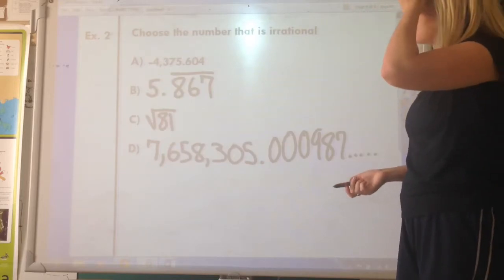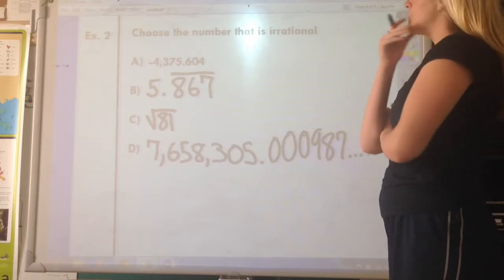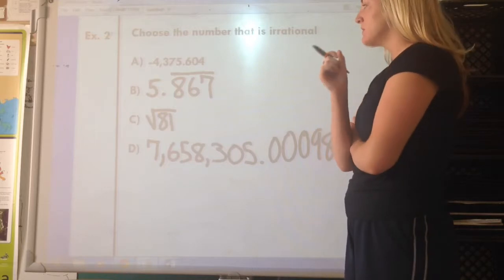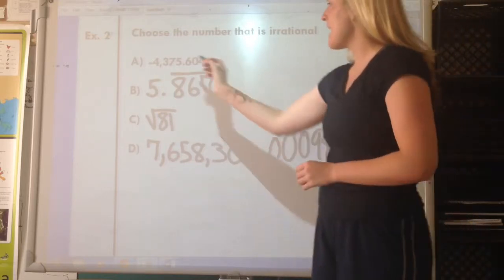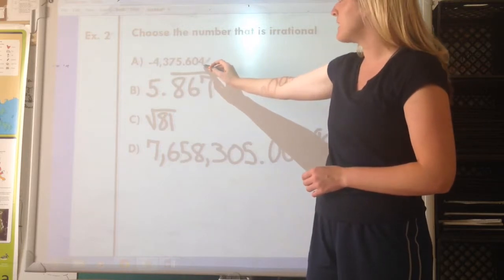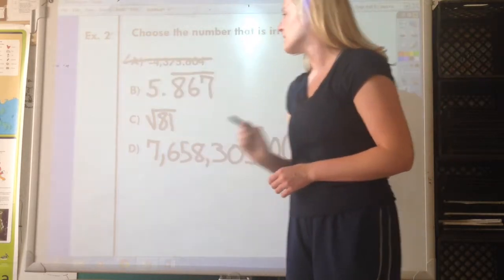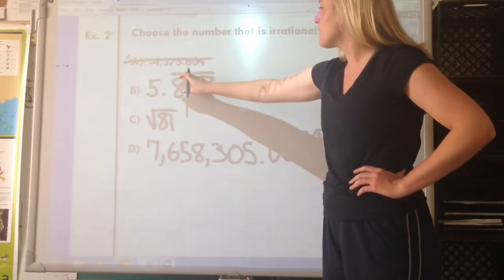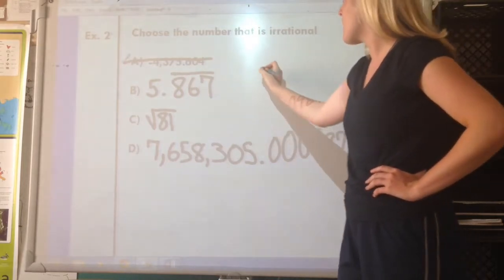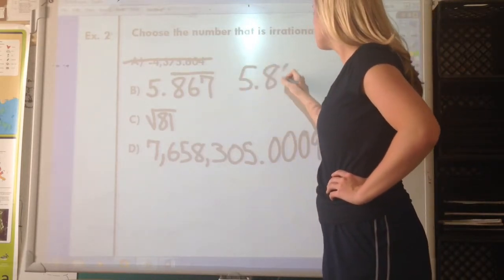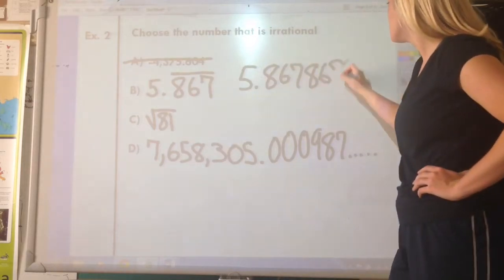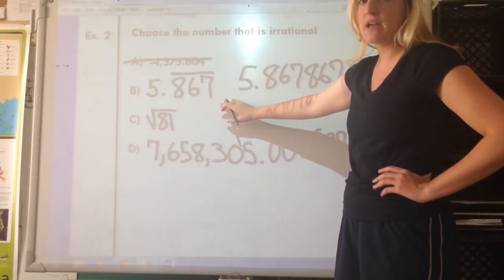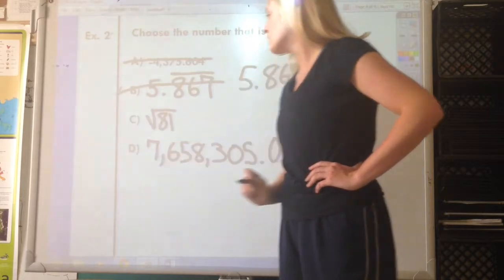Choose the number that is irrational. Let's again go through. I know that irrational numbers don't terminate and don't repeat. So I can eliminate A because I see that the 4 terminates in the thousandths place, and irrational numbers don't terminate. B, 5.867, and remember, the line means that those numbers repeat. So if I were to rewrite it, those numbers would repeat forever and ever. But since they repeat, it's rational. So I can eliminate B as a choice.